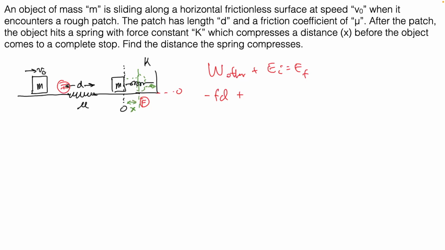Initial energy: what kind of energy does it have at the initial point? It's all kinetic, 1/2 m v naught squared. And then at the end, what kind of energy does it have? It's all spring, it comes to a stop. It's just 1/2 k x squared. So let's see here, solving this for x. I know k, I know 1/2, I know v naught, I know the mass, I know d. I don't know f. How do I find the force of friction?